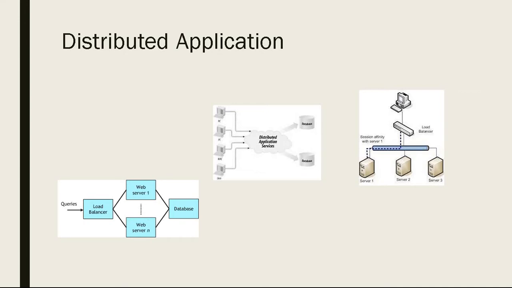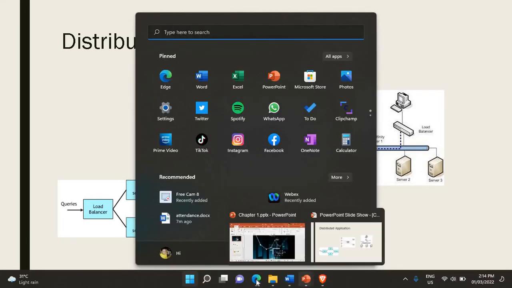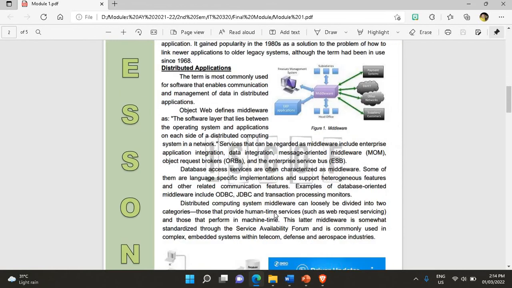We have here distributed applications. This is the term most commonly used for software that enables communication and management of data in a distributed application. It is part and parcel of middleware, in the sense that it evolved on the software layer that lies between the operating system and applications on each side of the distributed computing systems in a network.